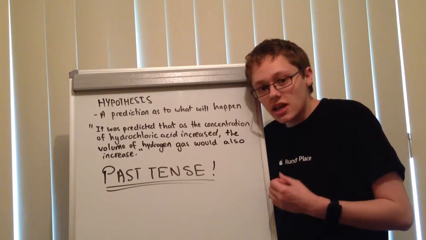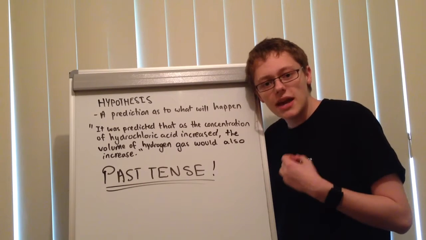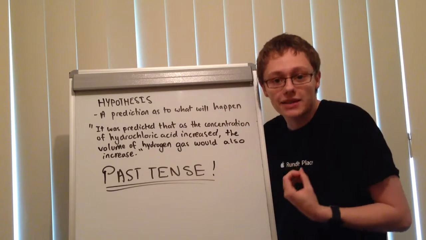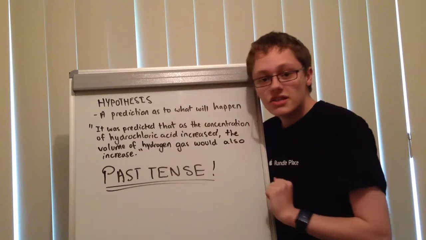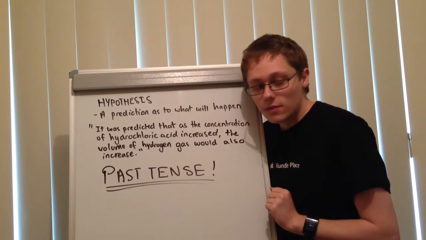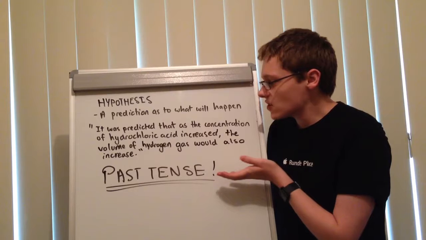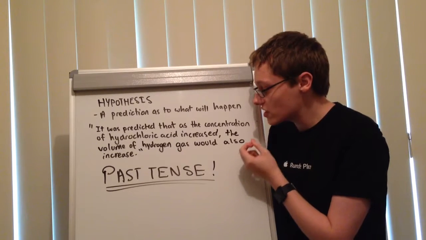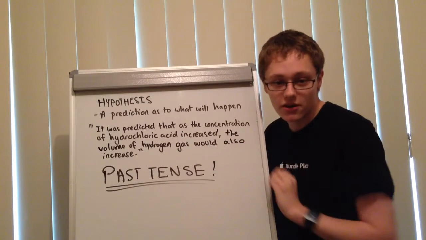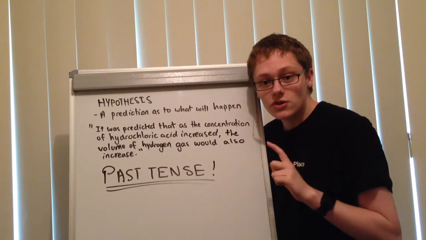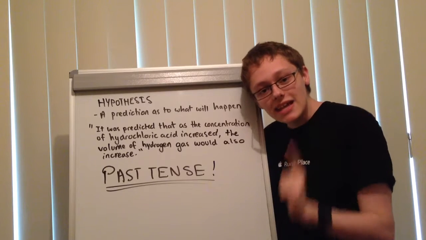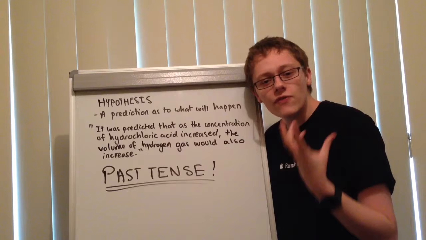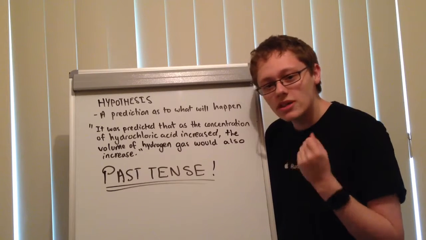With formulating a hypothesis, you're essentially making a prediction as to what would happen in the experiment, or what did happen in the experiment. Here's an example of a hypothesis on the board. It was predicted that as the concentration of hydrochloric acid increased, the volume of hydrogen gas would also increase. So, note that we're mentioning both the independent and dependent variable, and we're essentially explaining what we predict will be the effect of the independent variable on the dependent variable.